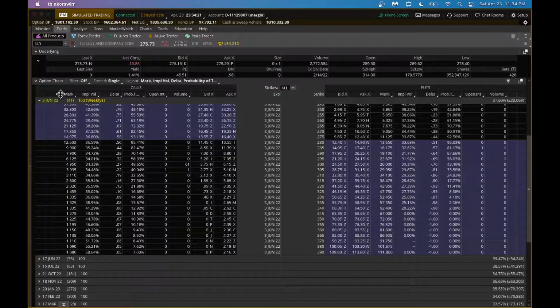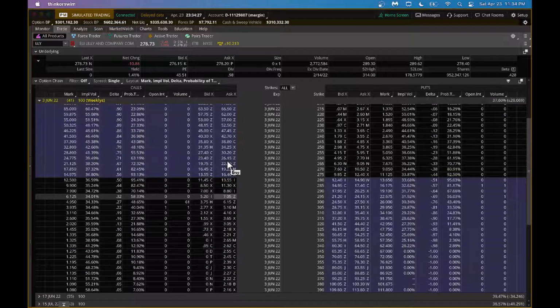So we are coming to the option chain here. We'll do the same thing. 41 days out is good enough. And look at Lilly here. Lilly has got around 230. You get 97 cents at 235. This, I think, is pretty good here.